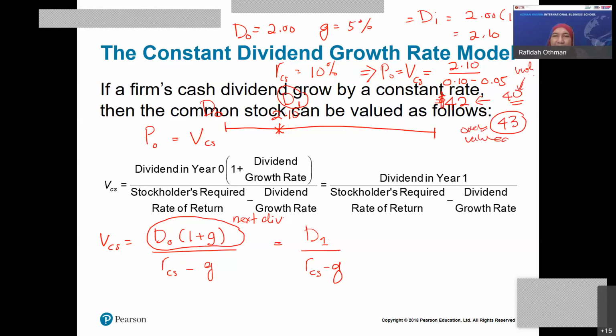So when are you going to purchase? If it is undervalued or overvalued? Purchase undervalued, right? So this intrinsic value is a fair value.